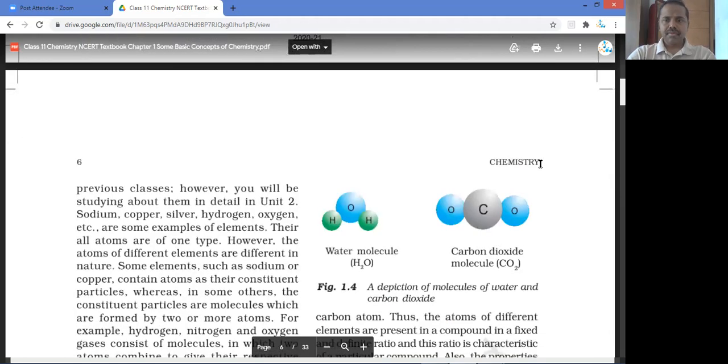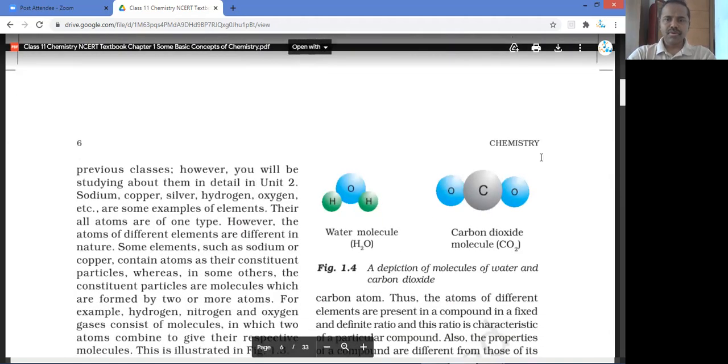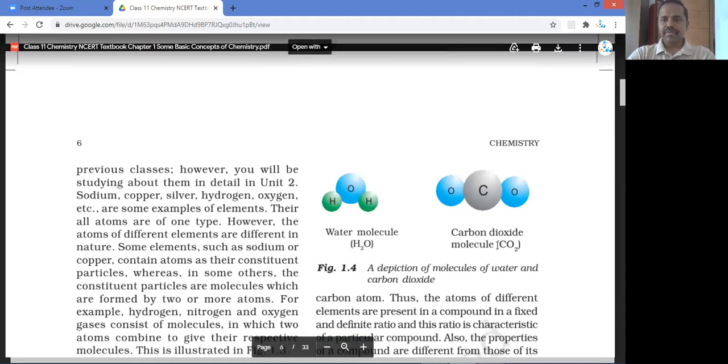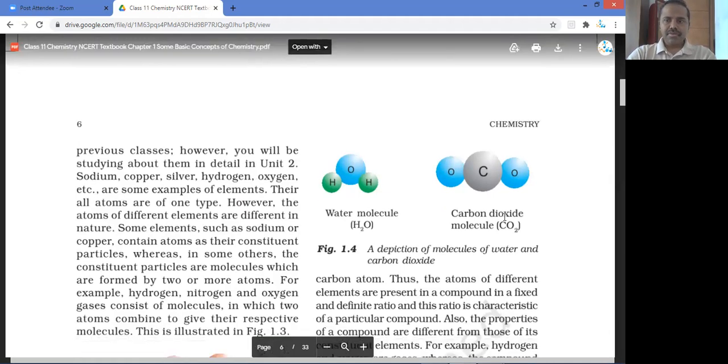Okay. Water molecule H2O: 2 hydrogen and 1 oxygen combine together to form water. Carbon dioxide molecule is 1 carbon and 2 oxygen, which combine together. And so now, is CO2 homogeneous or heterogeneous? Heterogeneous? Not really. No?